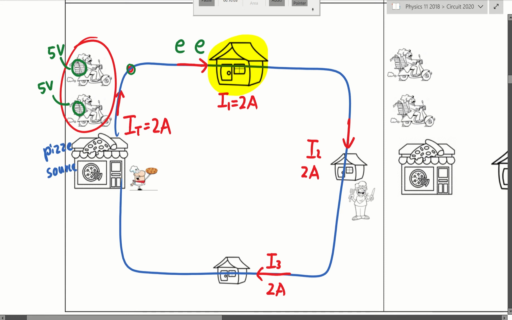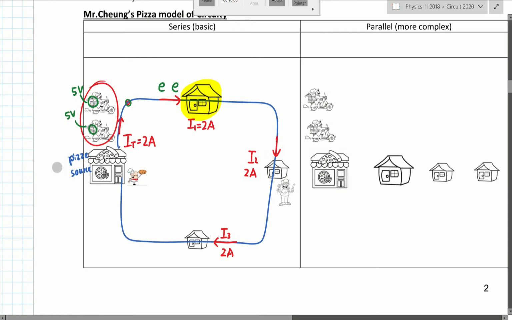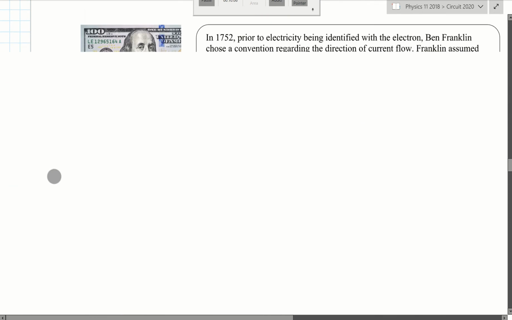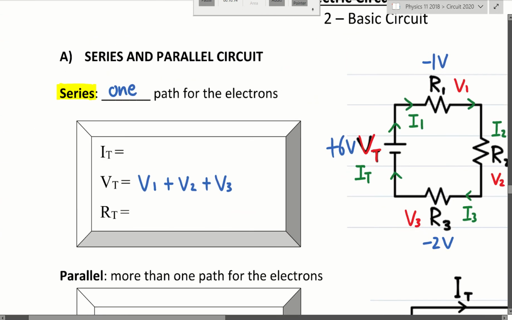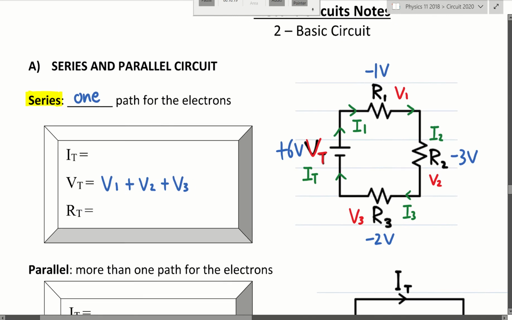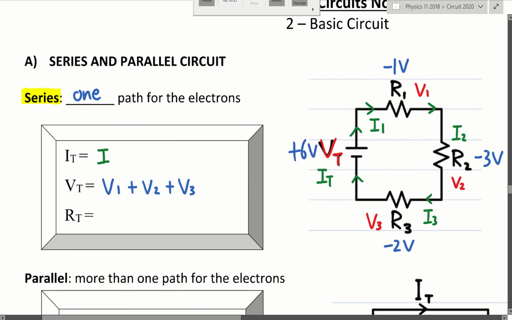Okay, so let's go back to Pizza Hut. Let's go back to our note today, which is right here. So in the series circuit, the current, the I total, I1, I2, I3 should be exactly the same as I total. So let's put that down. I total, which is the amount of electron leaving the battery every second, should be the amount of electron arriving at resistor 1 every second, should also be the same amount arriving at location 2 every second, and also at location 3.